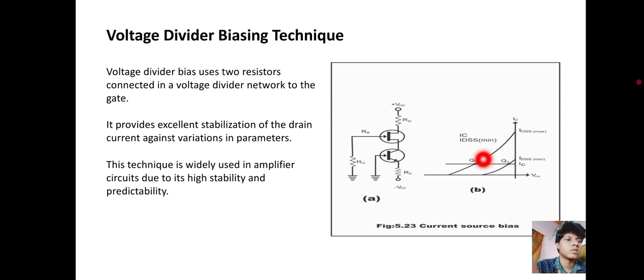This graph shows the characteristics of voltage divider biasing techniques. The X-axis is VDS and the Y-axis is ID. For Q1 the IDSS is maximum, and for Q2 the IDSS is minimum.